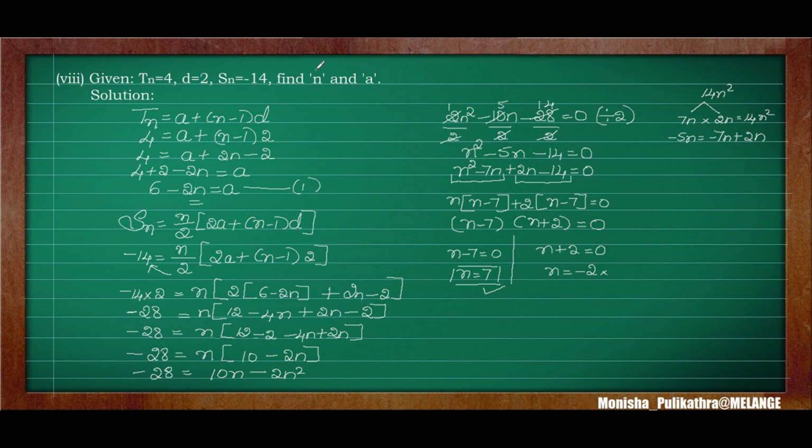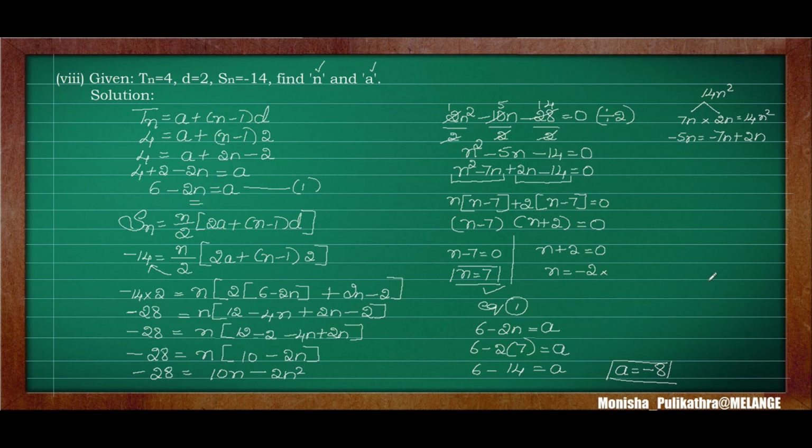They have asked to find out n and also a. So now we need to find out a. So I have to substitute this n value into equation 1. Okay. So equation 1 is 6 minus 2n is equal to a. So 6 minus 2 into, in the place of n I need to substitute 7. So 6 minus 7 twos are 14. So 6 minus 14 is minus 8. Okay. So a is equal to minus 8.